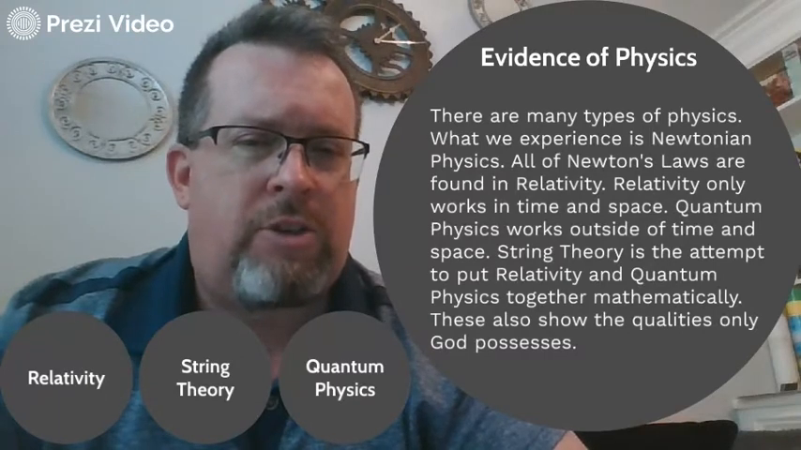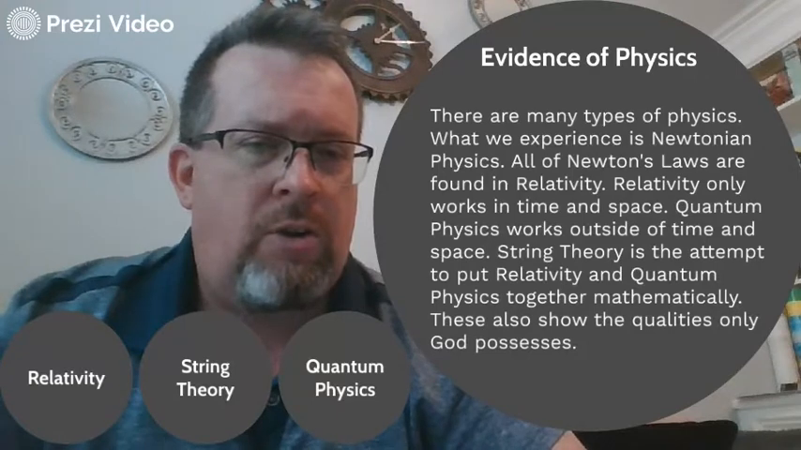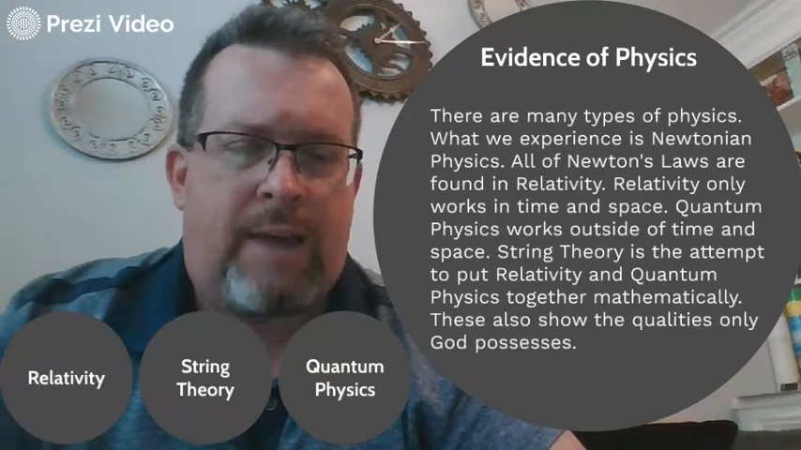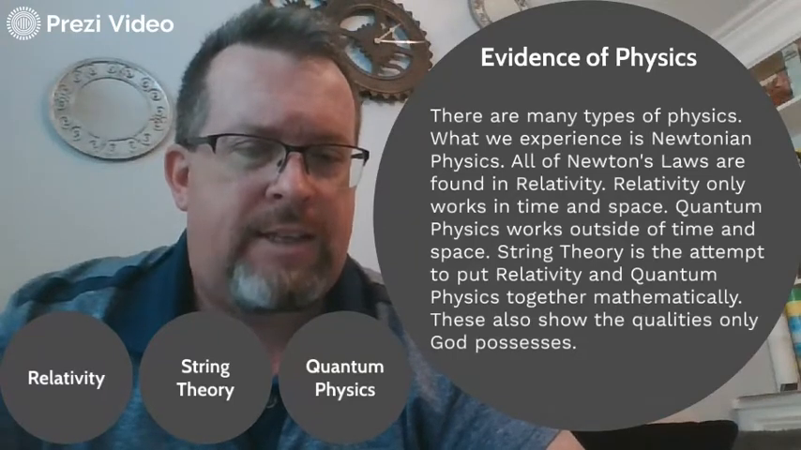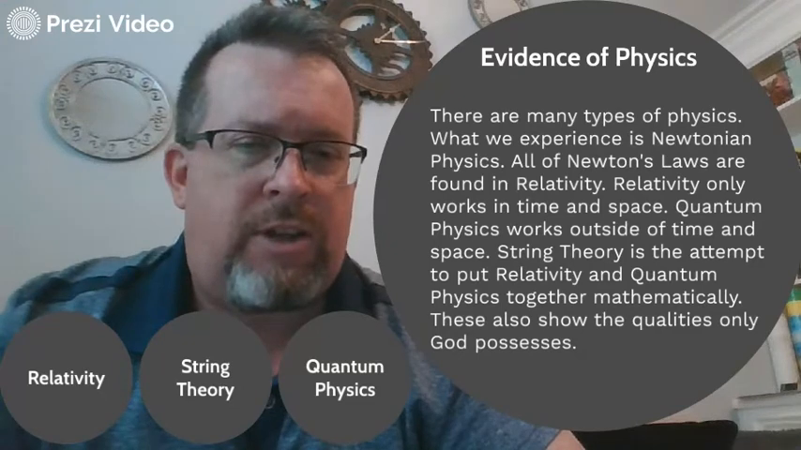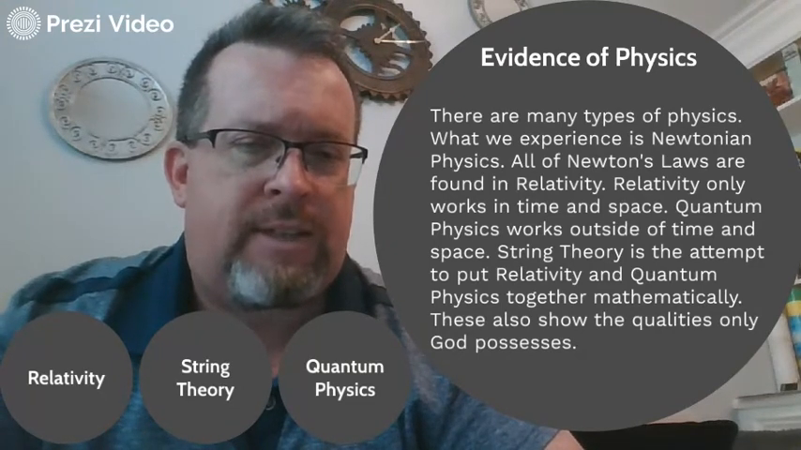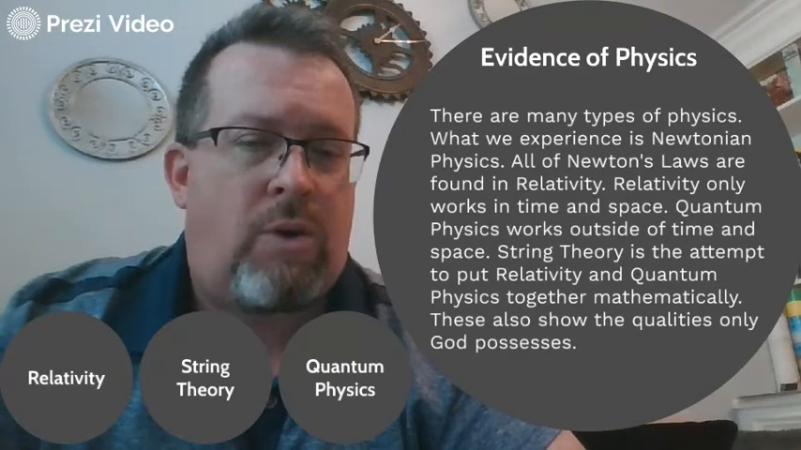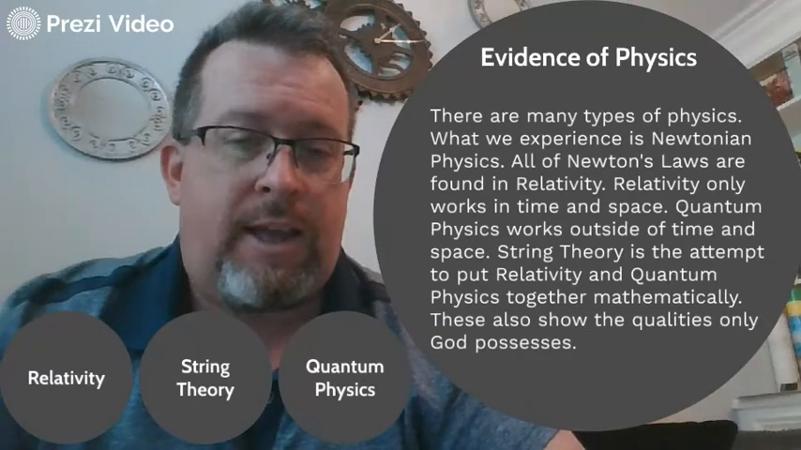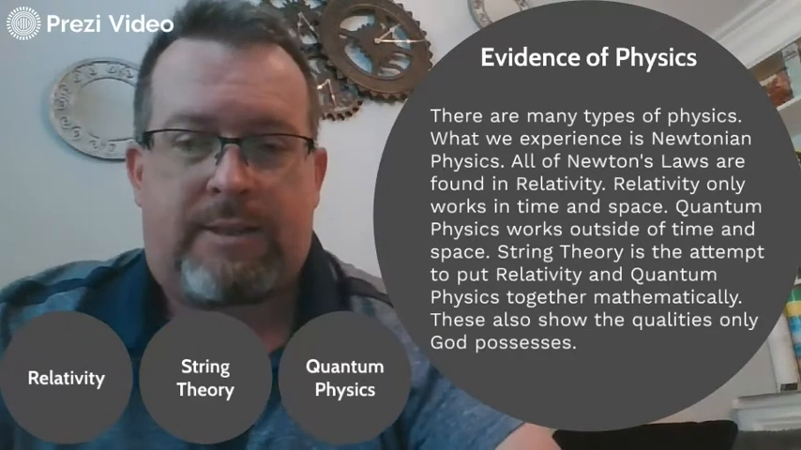We experience Newtonian physics, and all of Newton's laws are found in relativity. Relativity only works in time and space. When you get outside of time and space, it breaks down. Quantum physics then works outside of time and space, and these two do not work well with each other. So string theory is an attempt to put relativity and quantum physics together mathematically. These also show the qualities only God possesses: his omnipotence, his omniscience, his omnipresence.